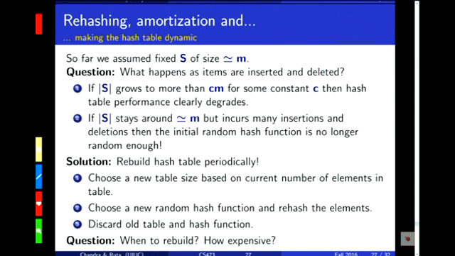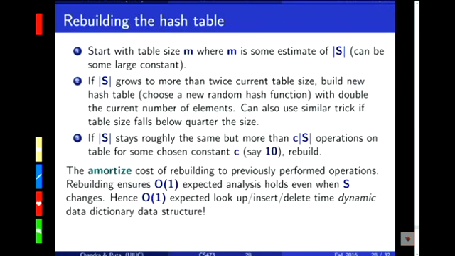Okay? So what you do is choose a new table size based on how many keys you currently have in the table. Choose a new random hash function and rehash, and discard the old hash table. So when should you do this? If your size grows more than twice, say, or if you do, say, 10 times m number of insertions and deletions, you can choose some constant. Then you do this rehashing.